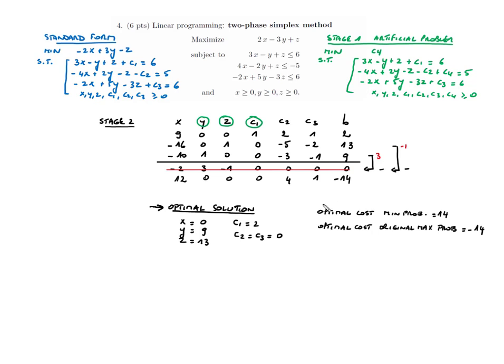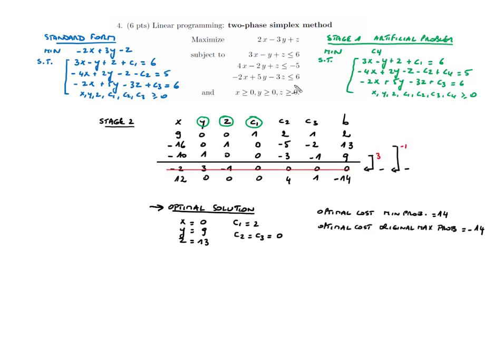We can read the optimal cost of the minimization problem of the standard form. Well, you have to take this one and take the opposite, so that's 14. But the optimal cost of the original maximization problem, and this is what is interesting us, is minus 14. And indeed, if you take y is equal to 9, you'll have minus 27 plus 13. This is minus 14.